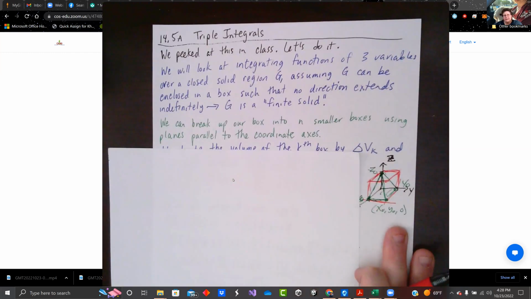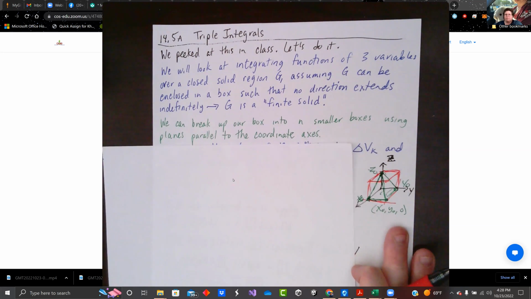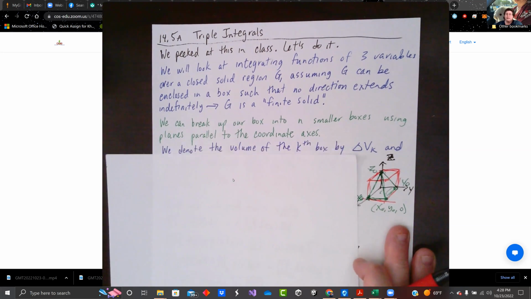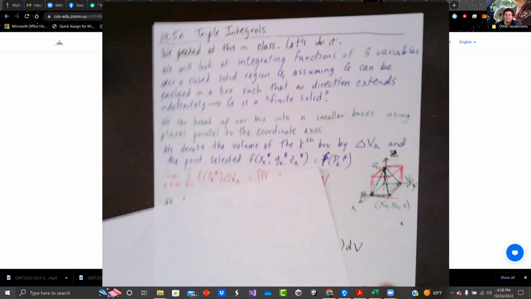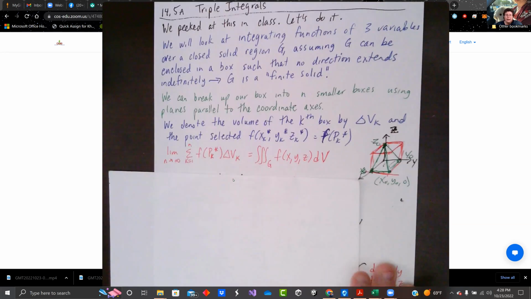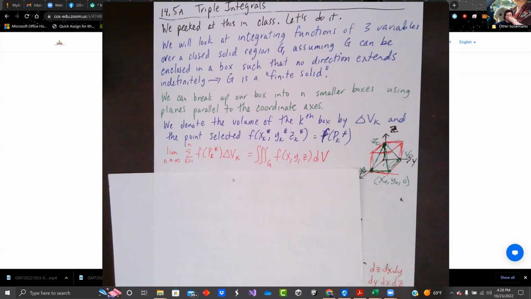Like we did with the multiple and double integrals, we can break it up into smaller boxes. We denote the kth box. Now it's not delta A, it's delta V. And so we can set up our triple integral with f of x, y, z, dV over this region G. Same old stuff we were doing with double integrals, just extended to a third variable.